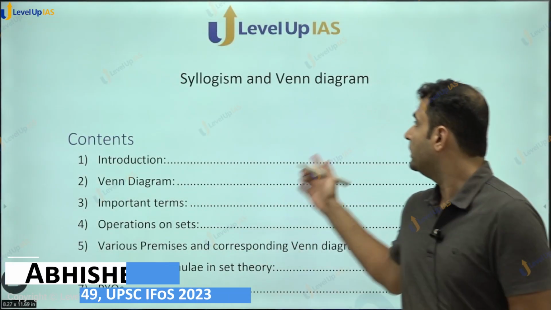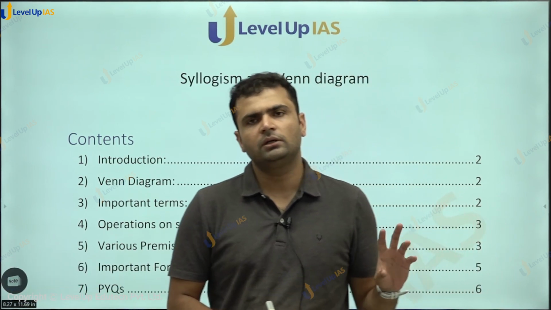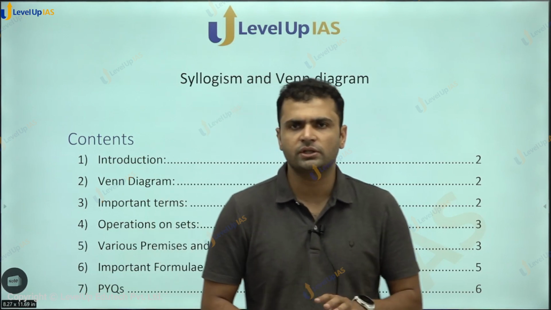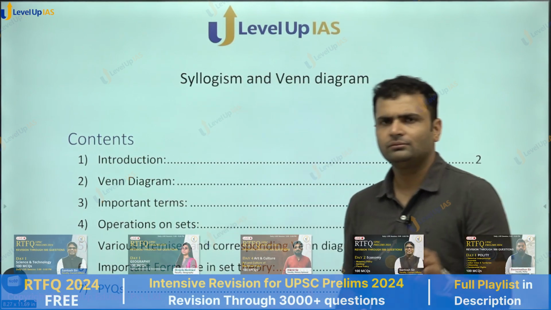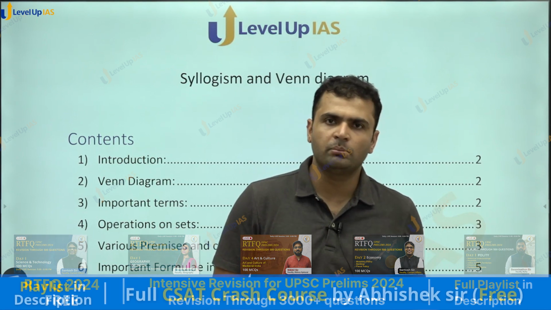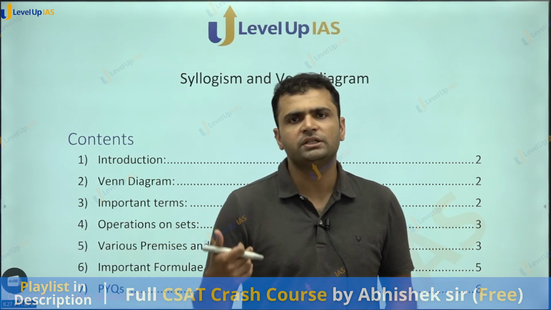Today's topic is syllogism and Venn diagram. Very easy topic, and I think it is a low hanging fruit. Every year you will have 2 to 3 questions from this topic. There are two methods by which you can approach. One is Venn diagram method and another is something called as income expenditure method.